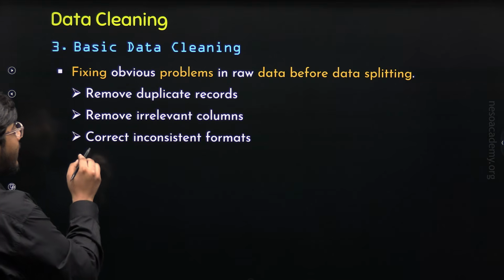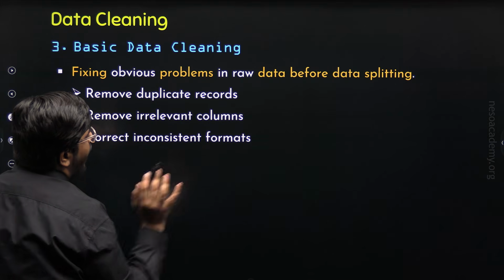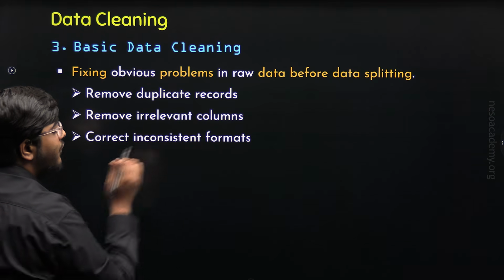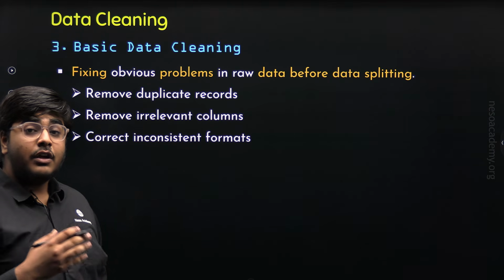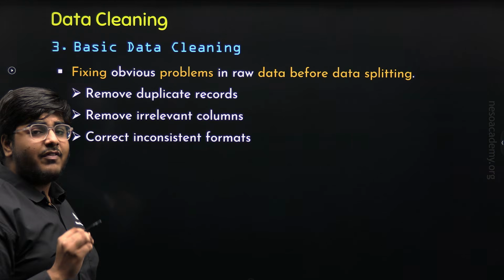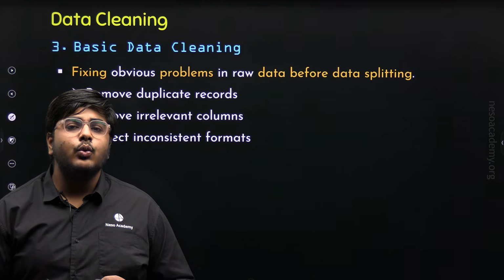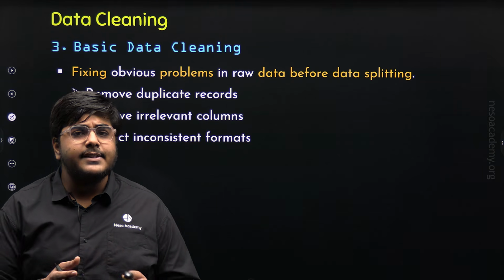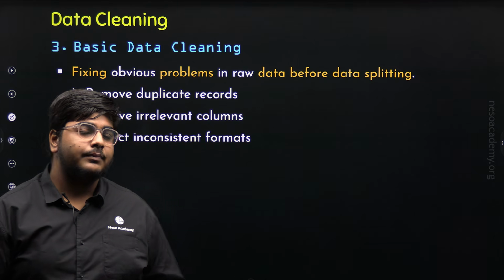Third one is correct inconsistent formats. Now there can be some inconsistency in the formattings in our dataset. We need to remove or fix such inconsistencies from our dataset. It can include some spelling mistakes, some extra spaces, some cases mismatch, and many more.